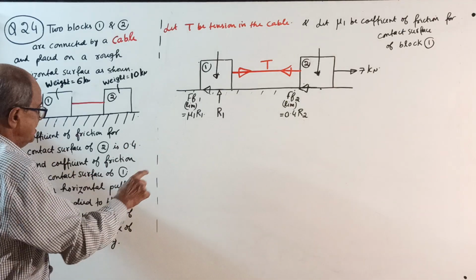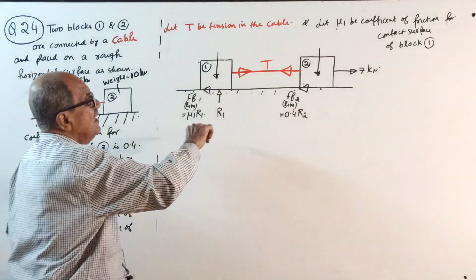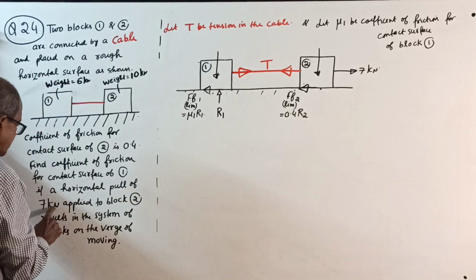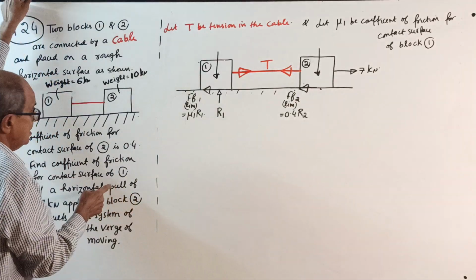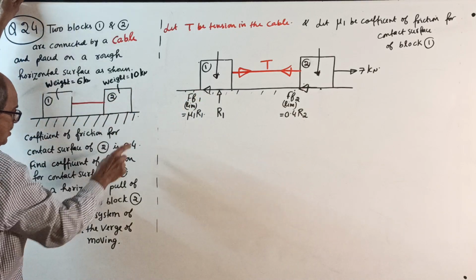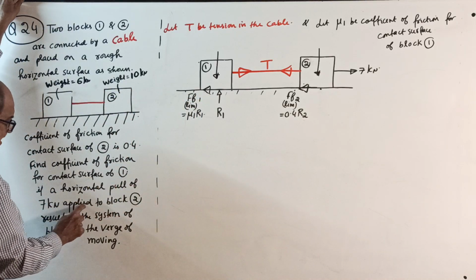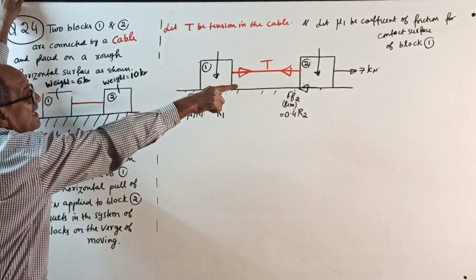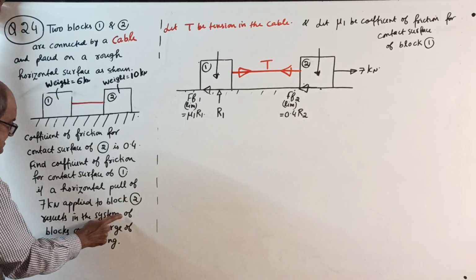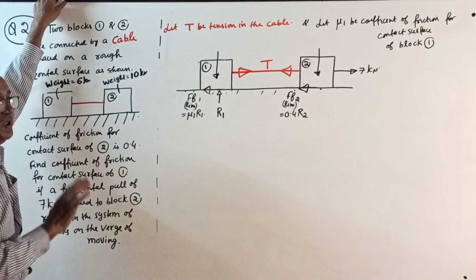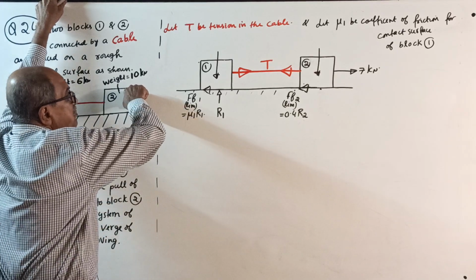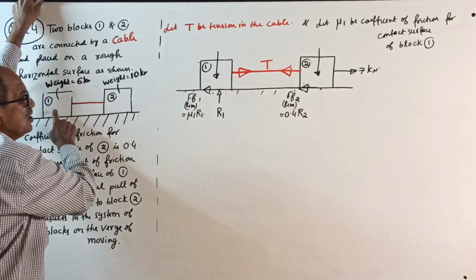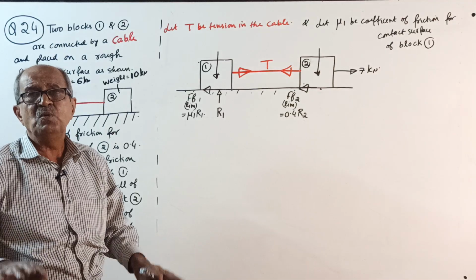If a horizontal pull, horizontal pull meaning either this way or this way, of 7 kilonewton is applied to block 2. They did not give the sketch, but they told that a horizontal pull of 7 kilonewton is applied to block 2, meaning a force of 7 kN applied here. This results in the system of blocks being on the verge of moving. So when you apply a pulling force this way, 7 kilonewton, the two blocks together, the entire system, is on the verge of moving.